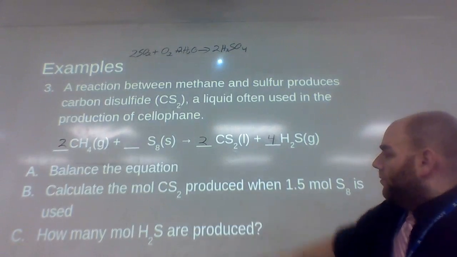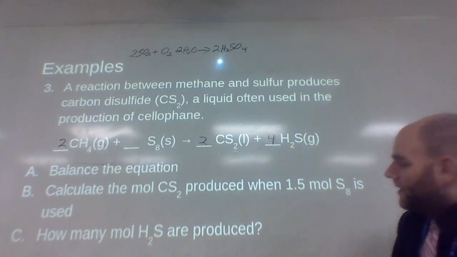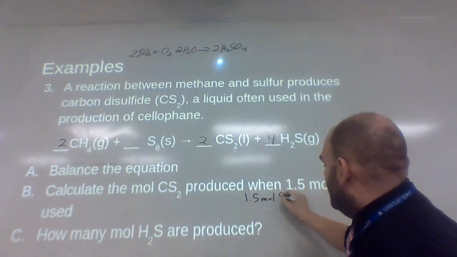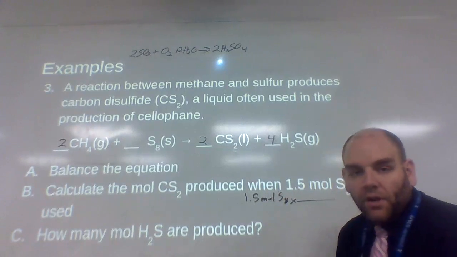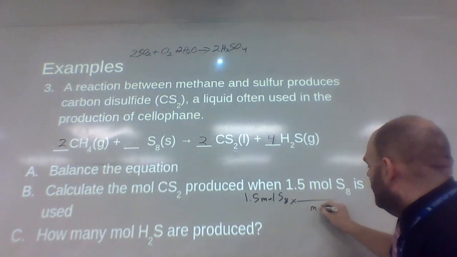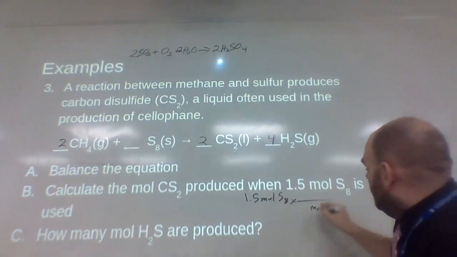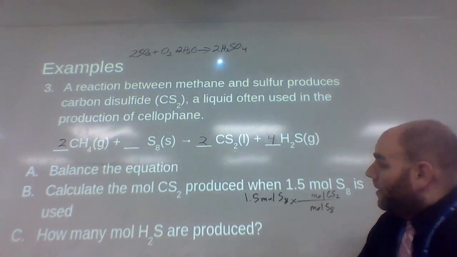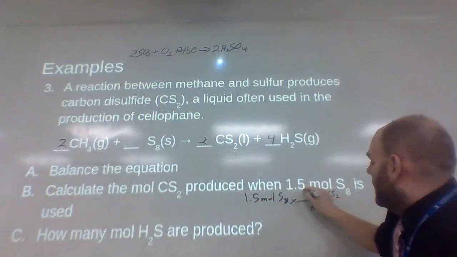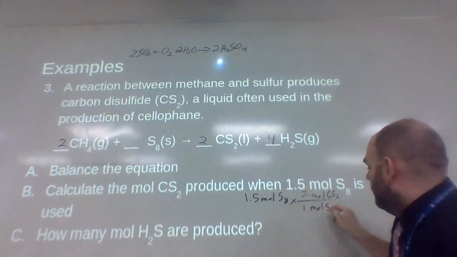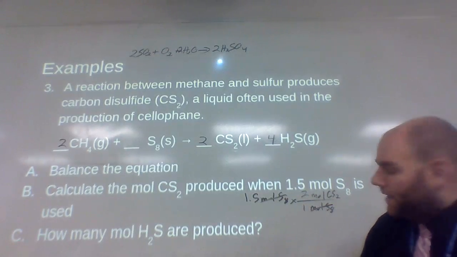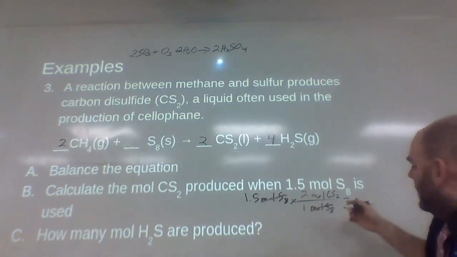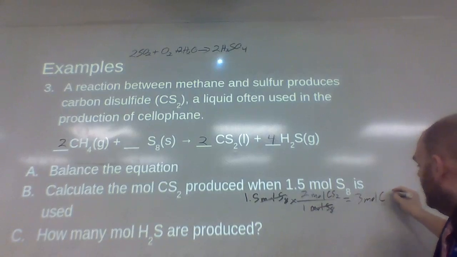All right, step 2. Calculate the moles CS2 produced when 1.5 moles of S8 is used. So what are we starting with here? We're starting with 1.5 mole S8. Where's that going to have to go? Going to go on the bottom. So we know moles of S8 go on the bottom. I know moles of CS2 are going to end up going on the top. Okay? So now, what am I looking at? I know CS2. How many moles? I have 2. S8. How many moles? I have 1. So moles of S8 are going to cancel. So we just do 1.5 times 2. And we are going to end up with 3 moles of CS2.